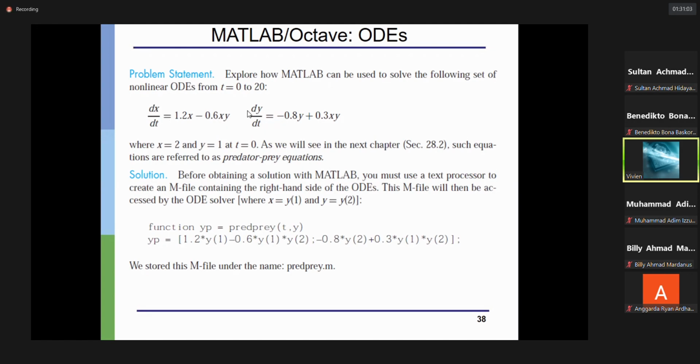So here we can see that we have two equations, two ODEs, which is an initial value problem. We have the values of x and y at t equals 0. It means that we have two conditions, two values at the same initial time. So this is an initial value problem.